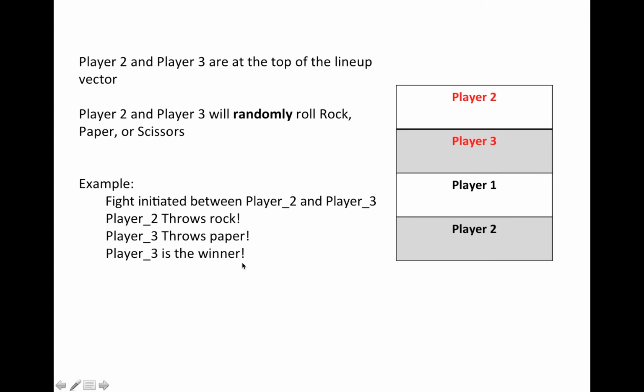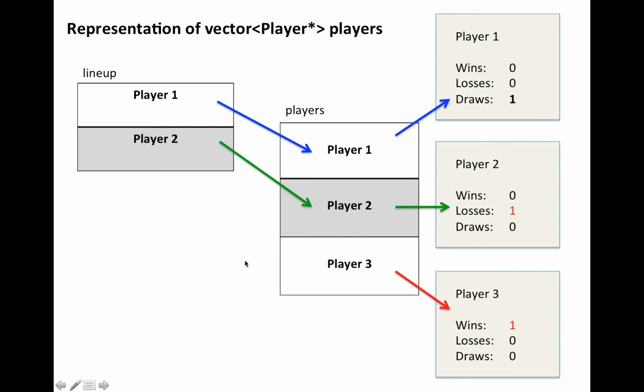Okay? So let's say player 2 throws rock, player 3 throws paper, so player 3 wins. Just going to the next slide, we see that player 3 gets a win and player 2 gets a loss. Okay? And then we see that those two are removed from our lineup. So conceptually, that's all you're going to have to do.